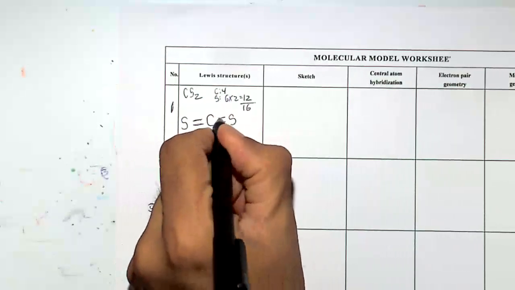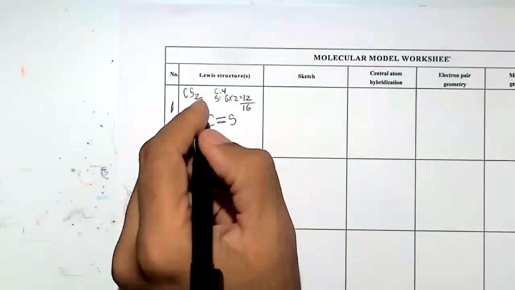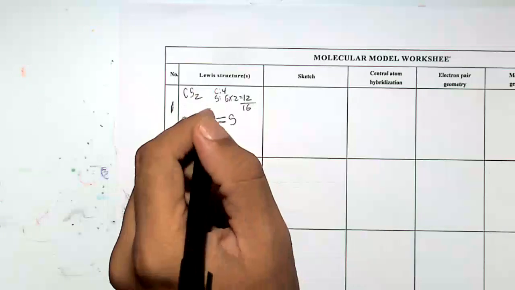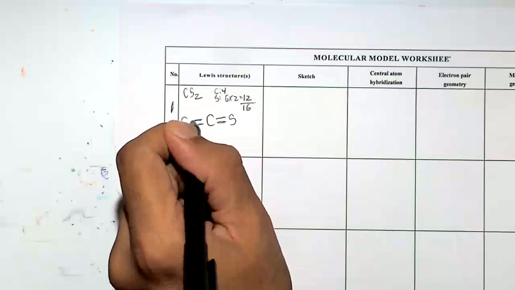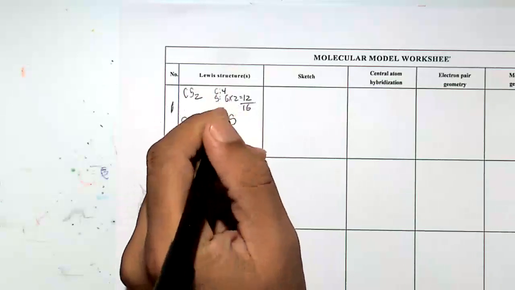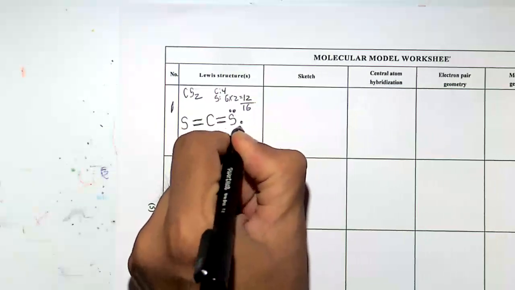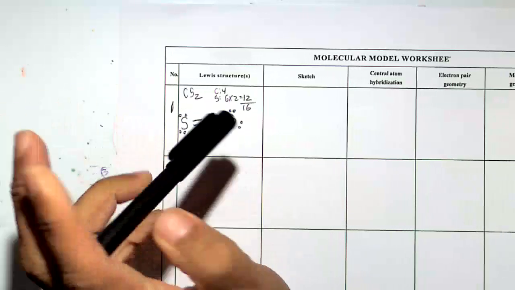So we have 1, 2, 3, 4, 5, 6, 7, 8. Where will 9, 10, 11, 12, 13, 14, 15, 16 go? Where will they go? 1, 2, 3, 4, 5, 6, 7, 8. 9, 10, 11, 12, 13, 14, 15, 16.